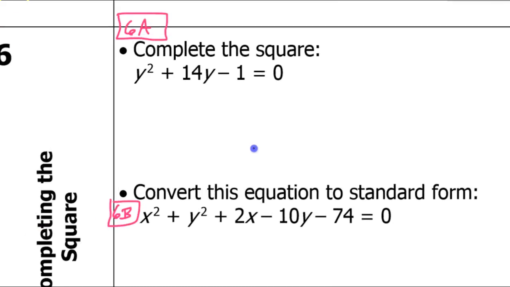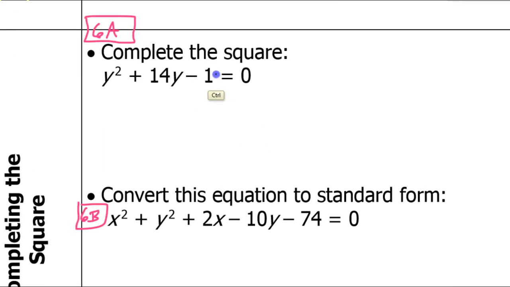All right, let's go. Completing the square works like this. This number on the end needs to be a very special number. And I'll show you what that is in a moment. But for now, I'm just going to say this is not the right number. So I need to move this to the other side of the equation. And I'm going to do that by adding 1 to both sides.